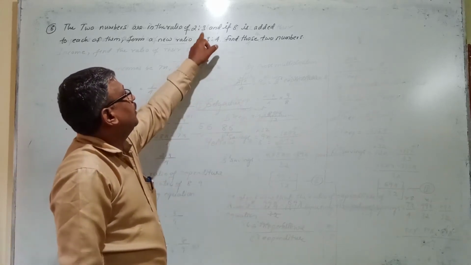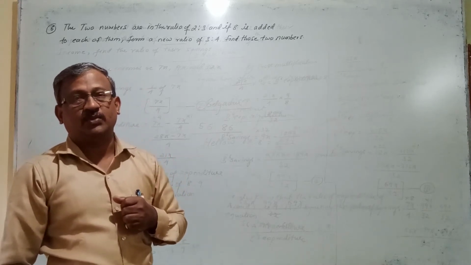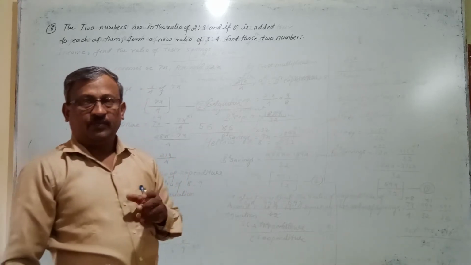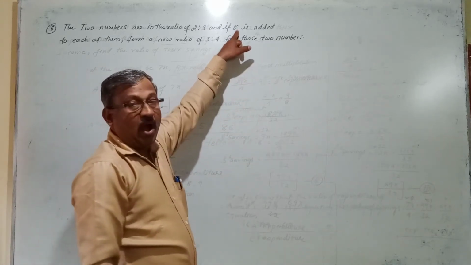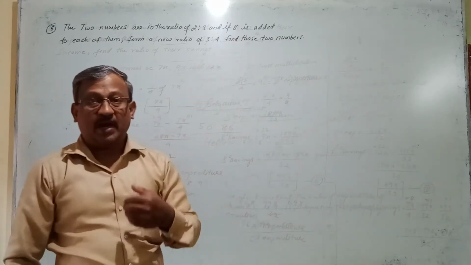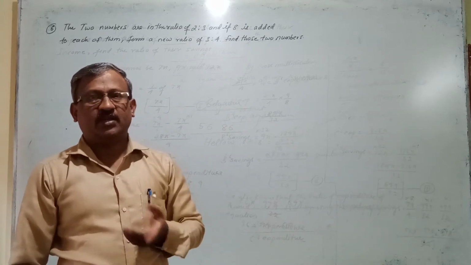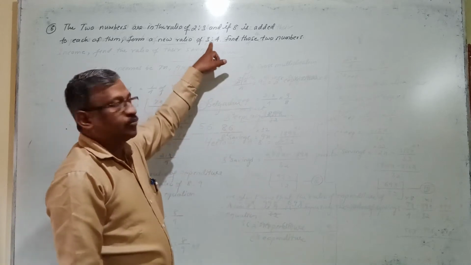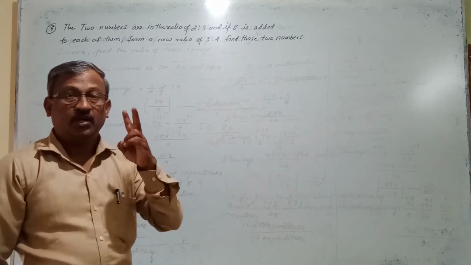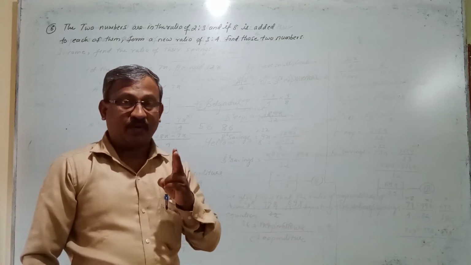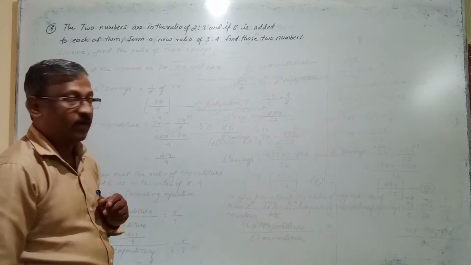So from the ratio of those two numbers we can easily assume the two numbers, because later on we have to add 8. If we add 8 to each number and calculate the ratio, definitely the ratio will change, and that ratio comes to 3:4. So we have to find what those two original numbers were.